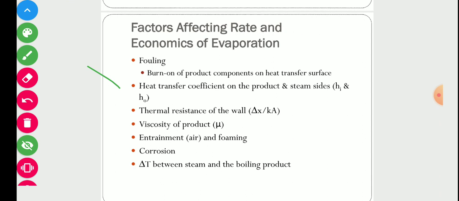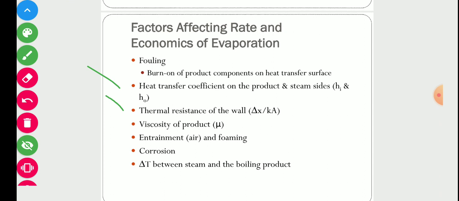Third one is thermal resistance of the wall. Again, if the thermal conductivity of the material used is high, then the rate of heat transfer will be high. So we have to keep in mind that the material used for this evaporator has a high value of thermal conductivity, so that better heat transfer between the hot fluid and the cold fluid takes place, and we get better economy.